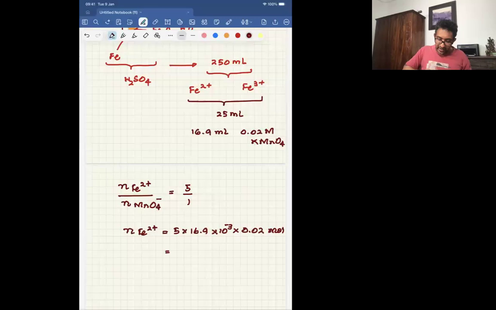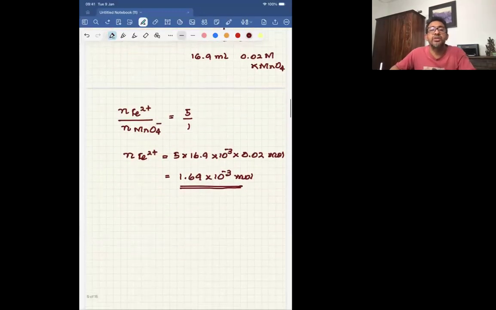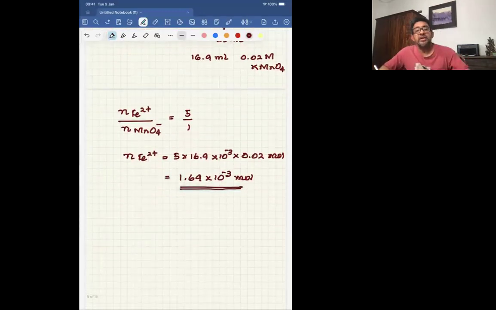So what is that? 5 times 16.9 10 to the power minus 3 multiplied by 0.02. 1.69, 10 to the power minus 3. That's okay now. Now they should be kind of easy for you, right? These redox reactions, and calculations based on that, right?